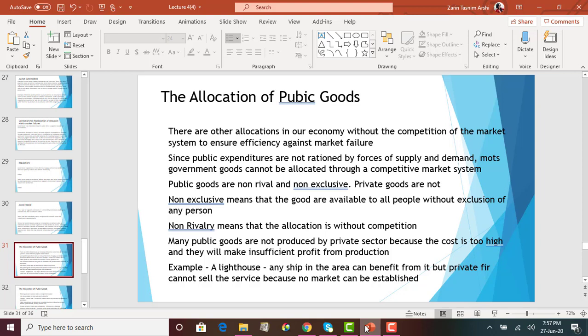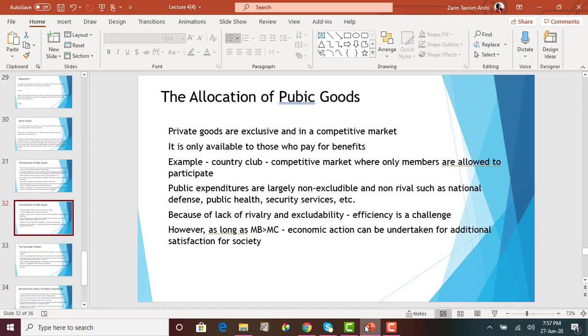Sheep in the area can benefit from it, because they can see the light and determine the direction. Okay, now on the other hand, private goods are exclusive. They are in a competitive market. We have to pay the price. For public goods, we don't pay any price, right? We are not competing. And private goods are only available to those who pay prices. We can only enjoy the benefit by paying the price. We cannot enjoy the benefit without paying the price.